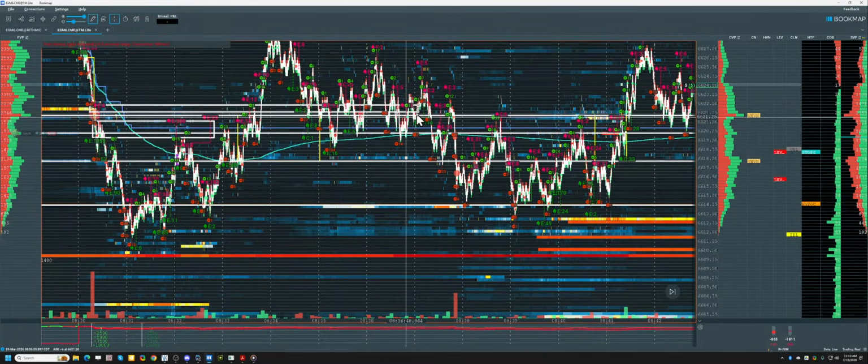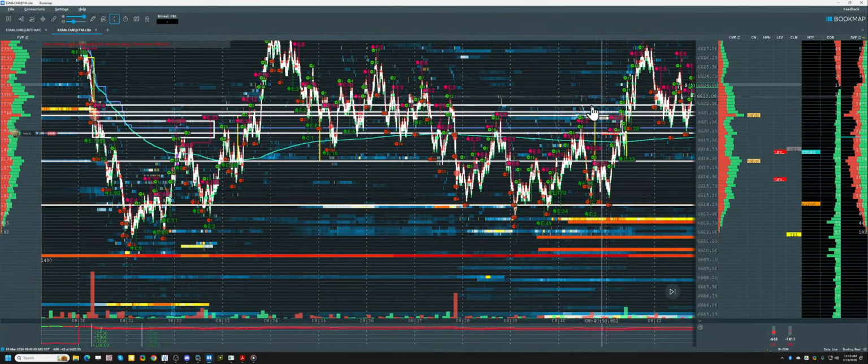Watch. I really wish I could go faster. I really would like to. So, what do I know? I know this is important. You see how it worked? It was resistance, we broke high, it became support, microstructure, support.